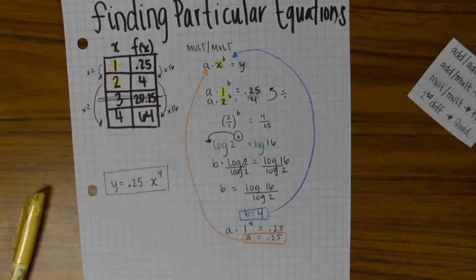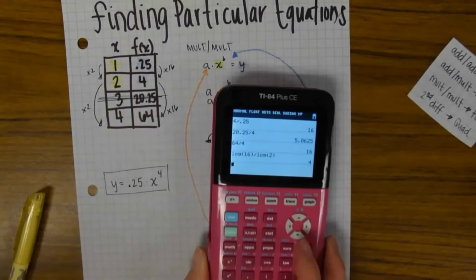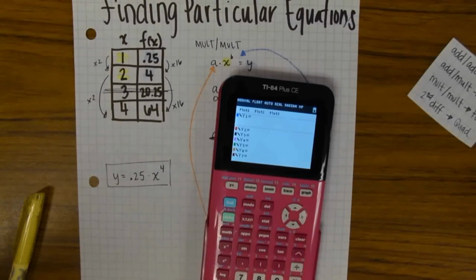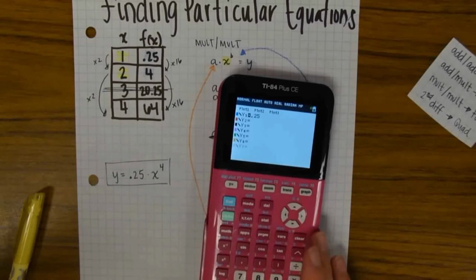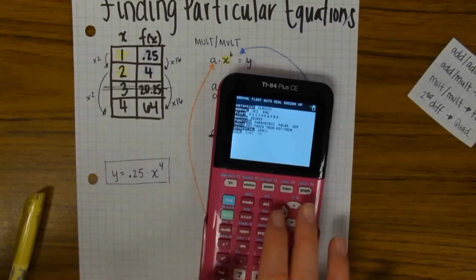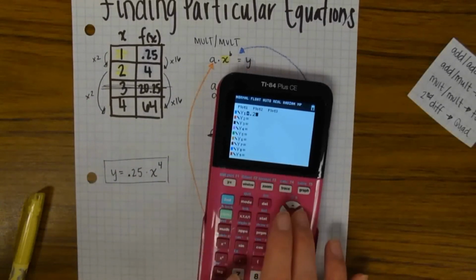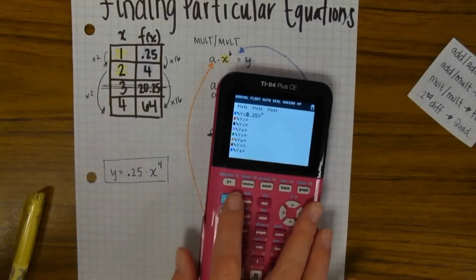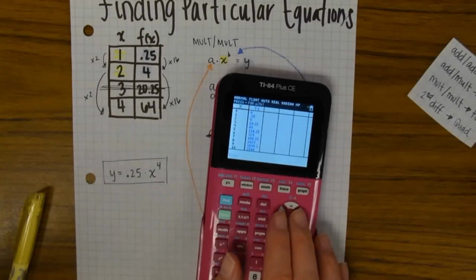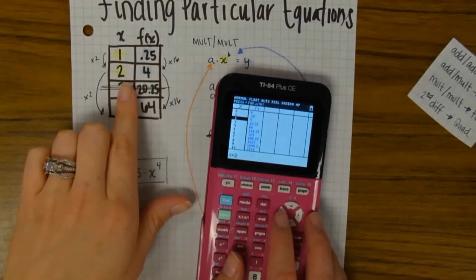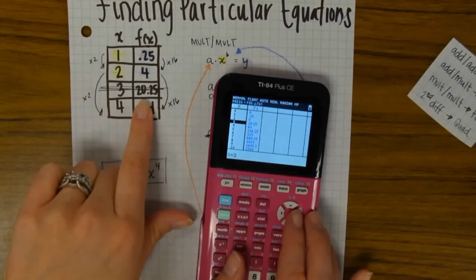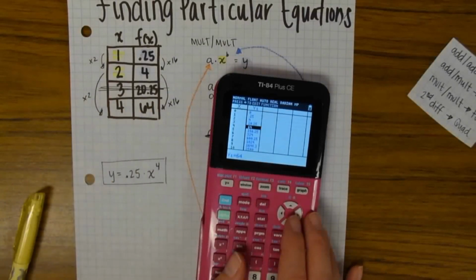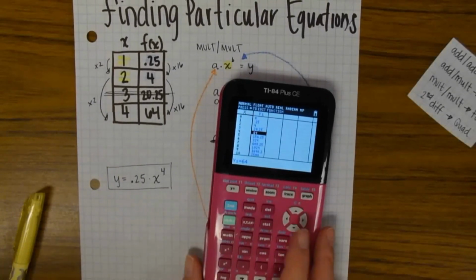We love checking our work. Checking our work is the greatest thing ever. So we're going to go to our y equals. We're going to put 0.25x. Oh my goodness, my fingers are broken. X to the power of 4. Go into our table. 1 is 0.25. 2 is 4. 3 is 20.25. 4 is 64. So there we have it. Finding particular equation.